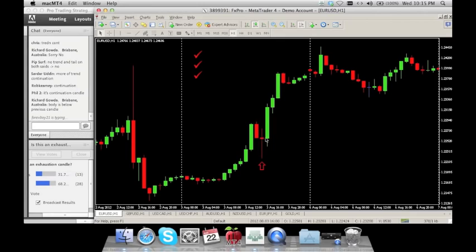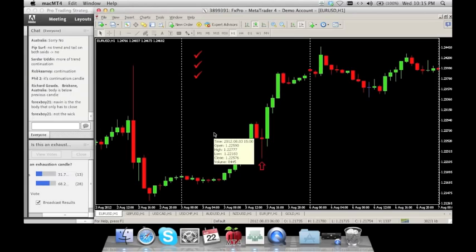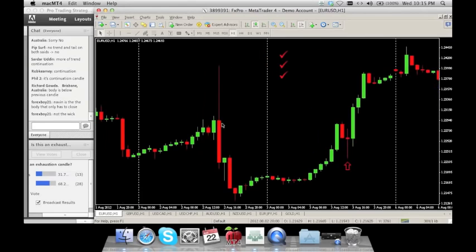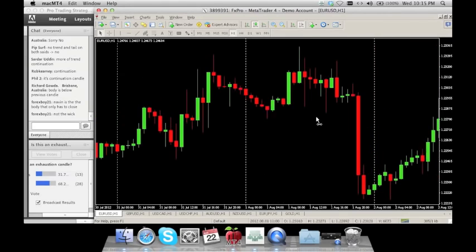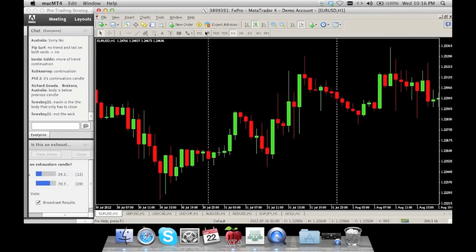Second thing, take a look at how big the body is, and look at the tail on the other side. Look how big that is. Even though we have a big tail on the bottom, there's a big tail on top as well. That means indecision. When you have decent sized tails on both sides, it means indecision. So that would be a no for the exhaustion. Is this an exhaustion?